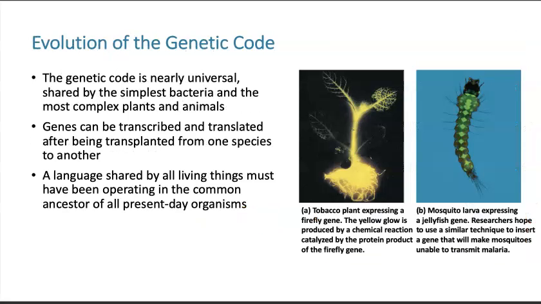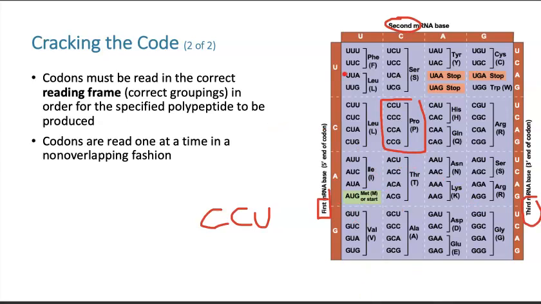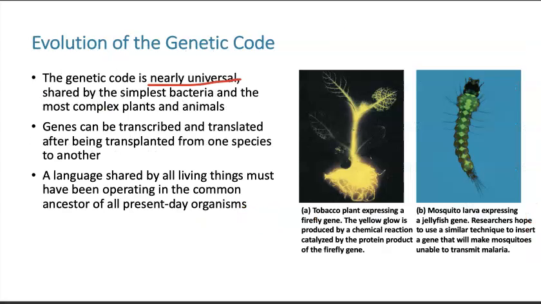Finally, to wrap up this part on the history, it's important to understand that the genetic code is almost completely universal. What I mean when I say it's nearly universal is that the same table of codons that we saw here, where CCU codes for proline and ACU codes for threonine, applies to almost everything on this planet, from the simplest bacteria to plants and animals. We all use the same basic table of codons.